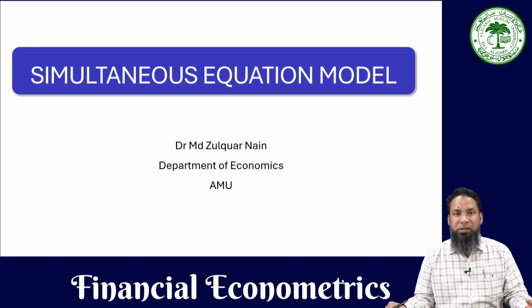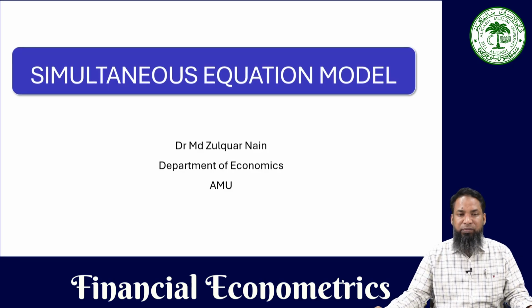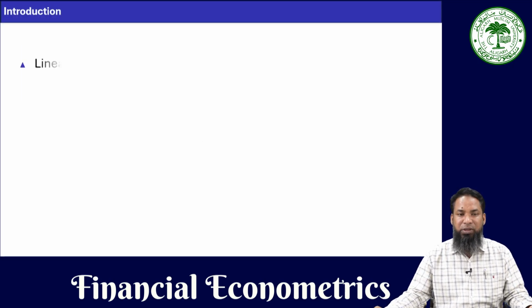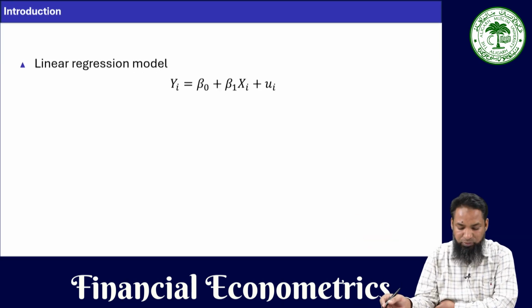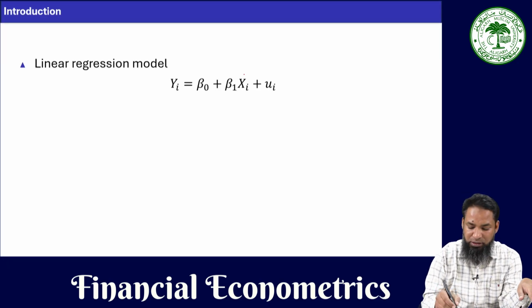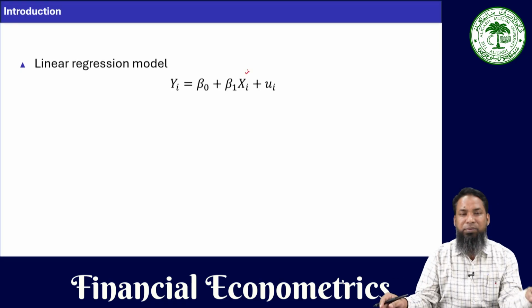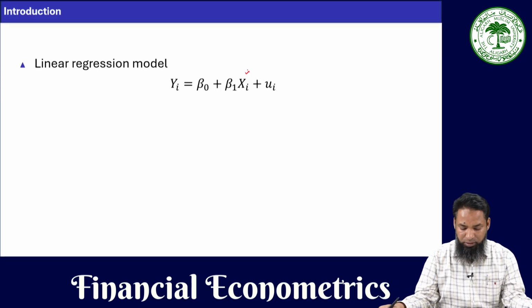So today we will be discussing the simultaneous equation model. In the previous lectures, we have discussed the linear regression model of the form y equals beta 0 plus beta 1 x i plus u i, where y is the dependent variable and x is the independent variable. And we have also discussed that the independent variables could be more than one, in which case we call it the multiple linear regression model.